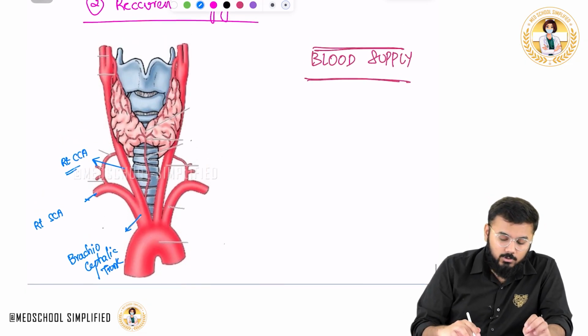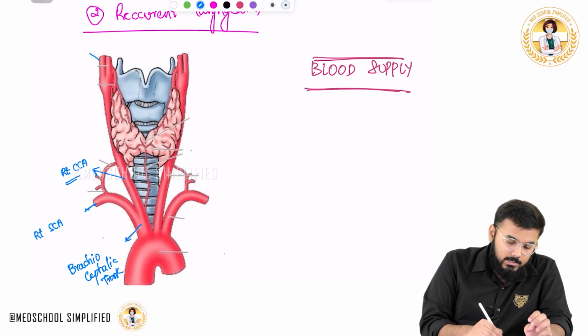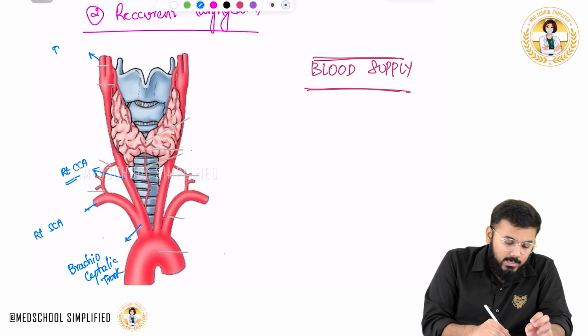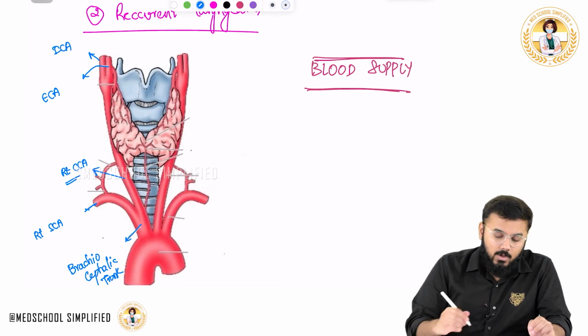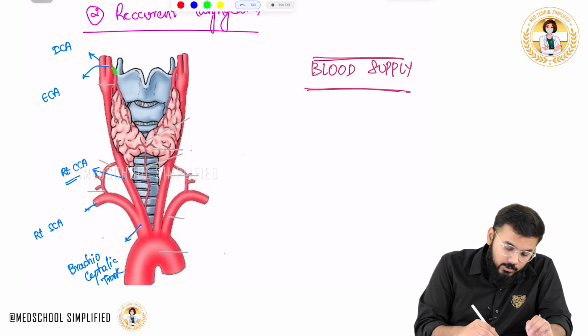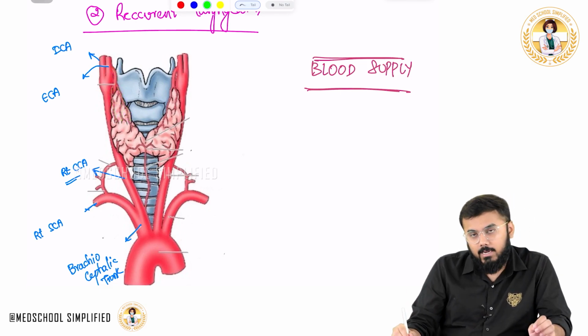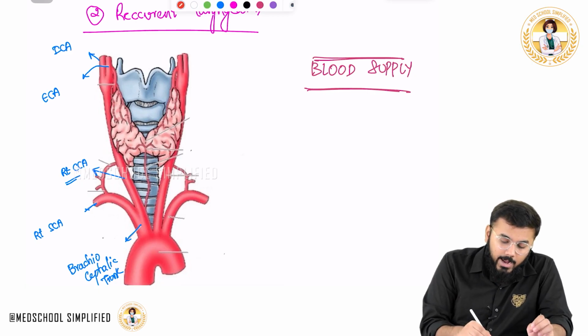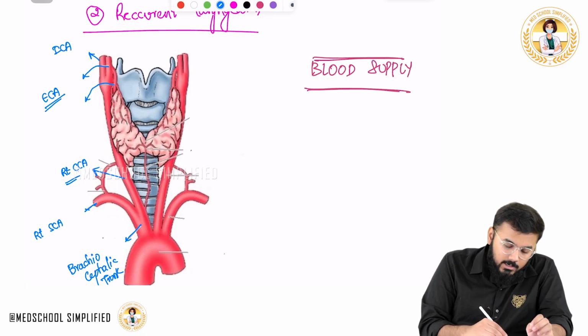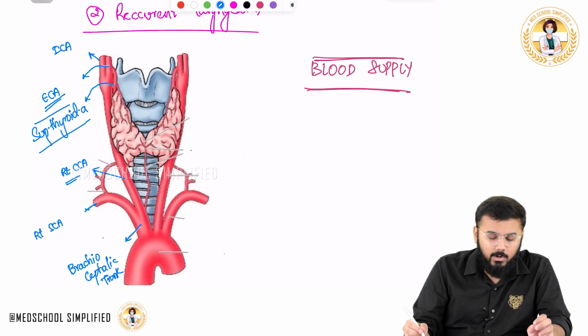Now this common carotid artery will divide into two branches. This particular branch over here is called the internal carotid artery, and this particular branch is called the external carotid artery. From the external carotid artery, you see a branch that is coming down and supplying the thyroid from the top. This particular branch coming all the way from the external carotid artery is called the superior thyroid artery.